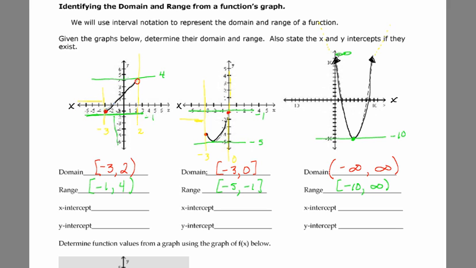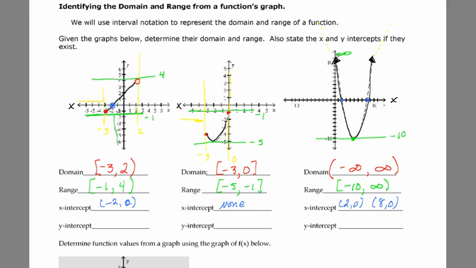X-intercept is where it crosses the x-axis, and there's an x-intercept right there at -2, 0. Any x-intercepts here? No, the graph doesn't go far enough to cross the x-axis, so there's none. Any x-intercepts here? Well, it crosses the x-axis there, crosses the x-axis there. Looks to me like it's at the point 2, 0, and that one's at 8, 0. So those are the x-intercepts where it crosses the x-axis.